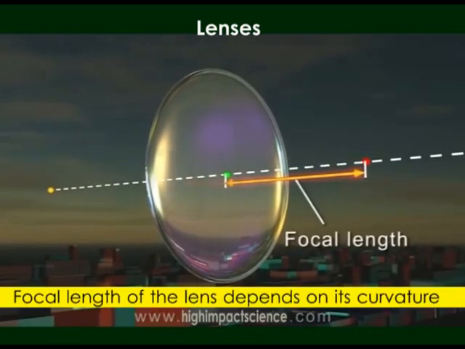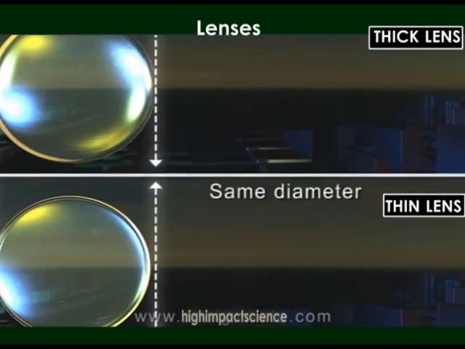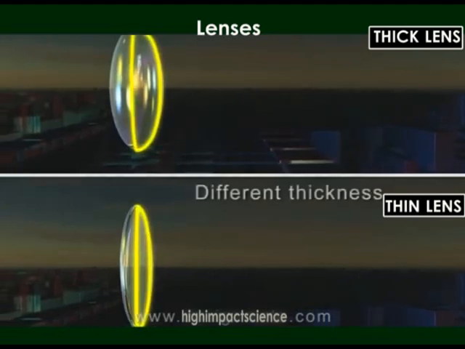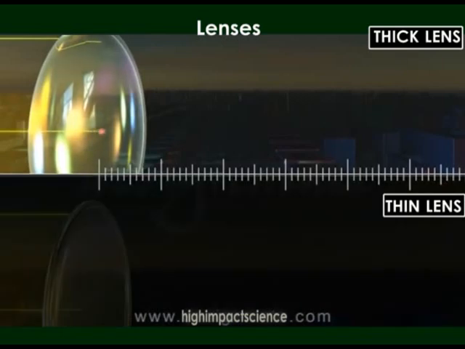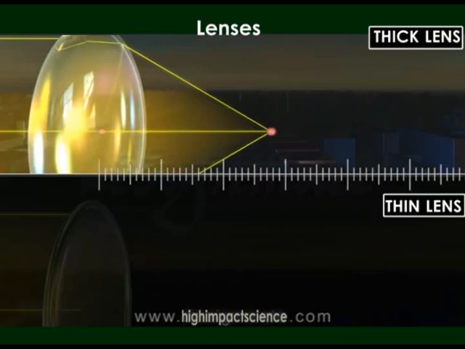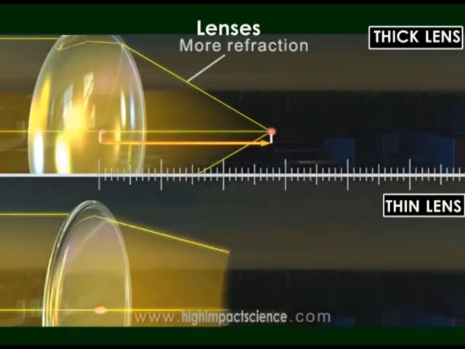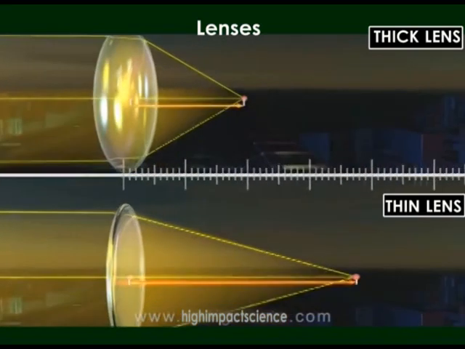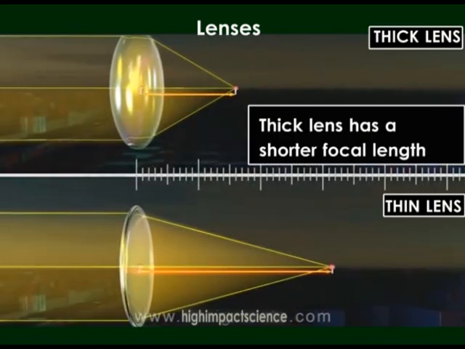The focal length of the lens depends on its curvature. If we have two lenses of the same diameter but of different thicknesses and hence curvature, when parallel light rays are incident on them, you can observe that the rays passing through the thick lens undergo more refraction and get converged at a shorter distance, as compared to the thin lens, which suffers less refraction. So we see that the thick lens has a shorter focal length than the thin lens.